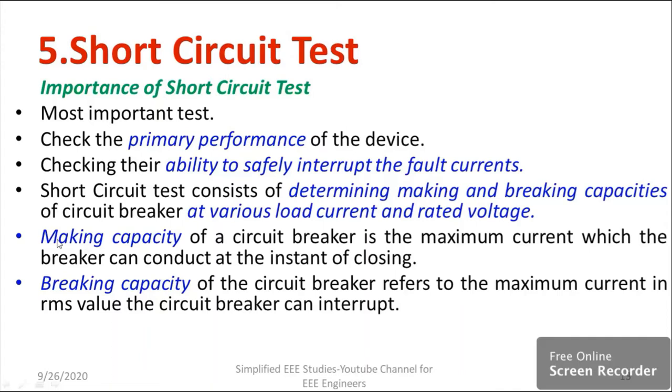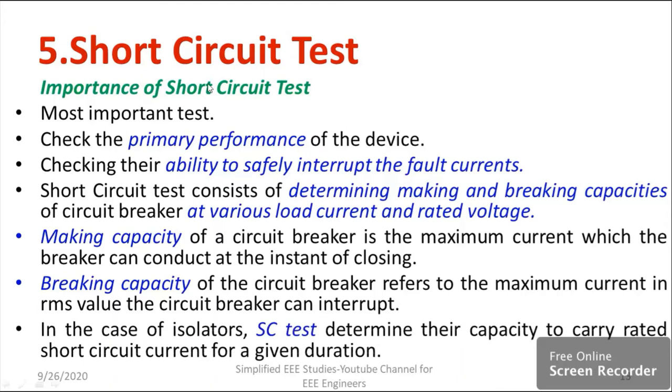So we are able to identify the making and breaking capacity if we conduct the short circuit test. That is a peculiarity. In the earlier tests, we cannot find out the making and breaking capacity. Moreover, identification of performance parameters is also difficult. But we can fulfill those requirements with the help of the short circuit test. In case of isolators, the short circuit test, you can call it the SC test also, determines the capacity to carry rated short circuit current for a given duration. So that is also obtained from this particular test. So this is regarding the importance of the short circuit test. The short circuit test is unavoidable in the case of a circuit breaker.